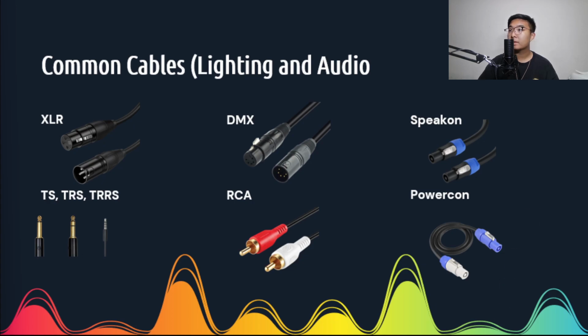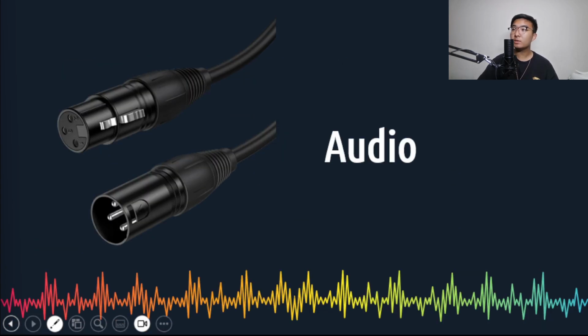All right. So here are some common cables I'm going to go over. The first: XLR, DMX, Speakon cable, TS, TRS, TRRS, RCA, and PowerCon. These are the cables that I think are most important. All right, so this is an XLR cable. You can tell by the 1, 2, 3 pins it has. It looks like this. This is for audio. Anything that is required with audio will be using this kind of cable, and this is an XLR. So if anyone ever says XLR, it is this kind of cable.